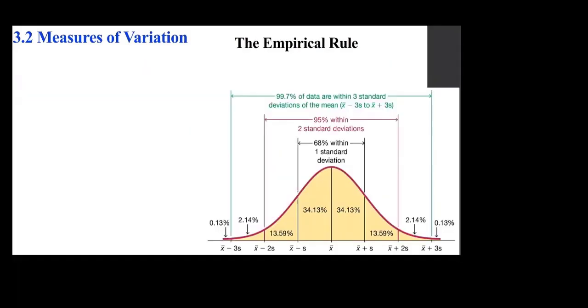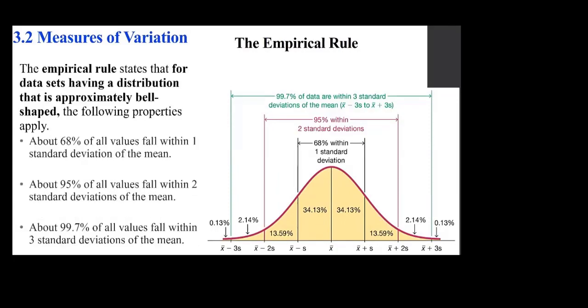This graph was given in the beginning when we discussed the synopsis of what we did. This is known as the empirical rule. The empirical rule states that for data sets having a distribution that is approximately bell-shaped, the following properties apply. About 68% of all values fall within one standard deviation of the mean. About 95% of all values fall within 2 standard deviations of the mean. About 99.7% of all values fall within 3 standard deviations of the mean. And those are the numbers we come across often, especially when we go to normal distribution and deal with later chapters. We should be familiar with these numbers.